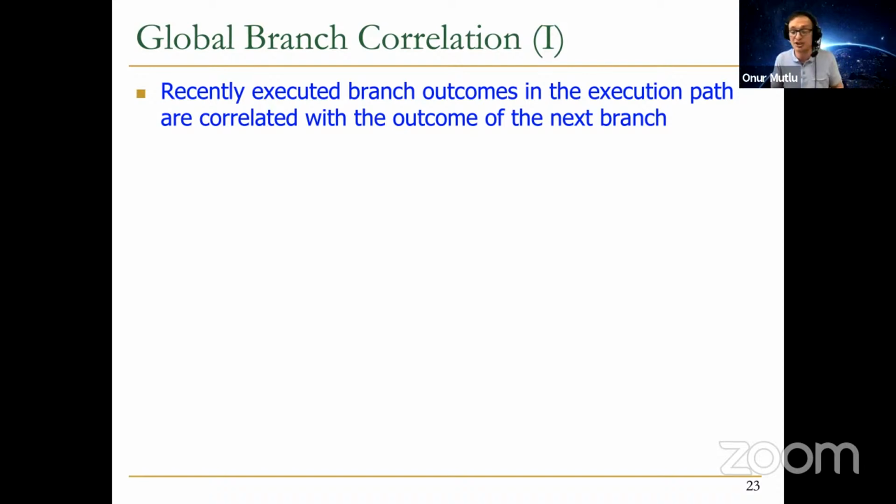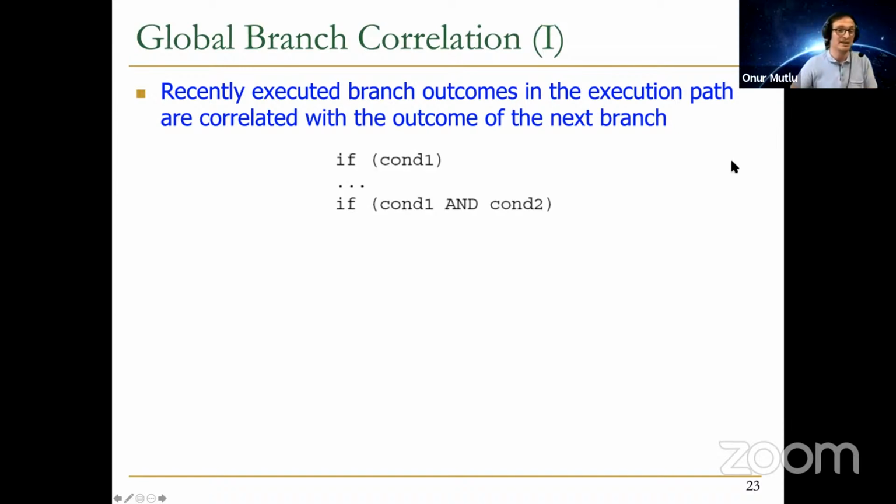And we're going to exploit something that happens in real programs. Real programs have the behavior that recently executed branch outcomes in the execution path are correlated with the outcome of the next branch. And I'm going to show you some examples. I'm sure you have programmed this way before, or something like this, let's say.